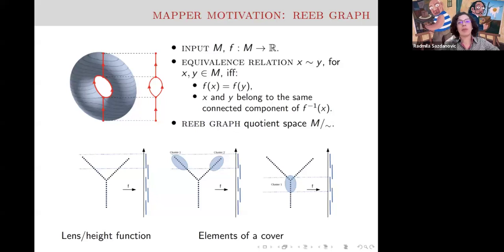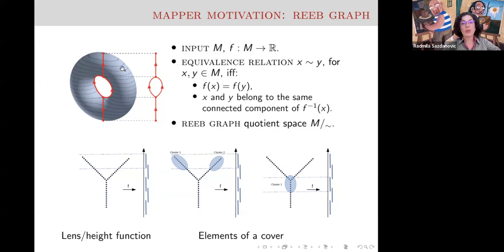So how does the mapper work? The input is motivated by the Reeb graph. Your input is a manifold M and some height function F. In this case, I have a torus, and the height function is indicated with the red graph. I can define an equivalence relation that says two points, X and Y on M, are going to be equivalent, or merge into one, if the value that F achieves on these two points is equal and they belong to the same connected component.